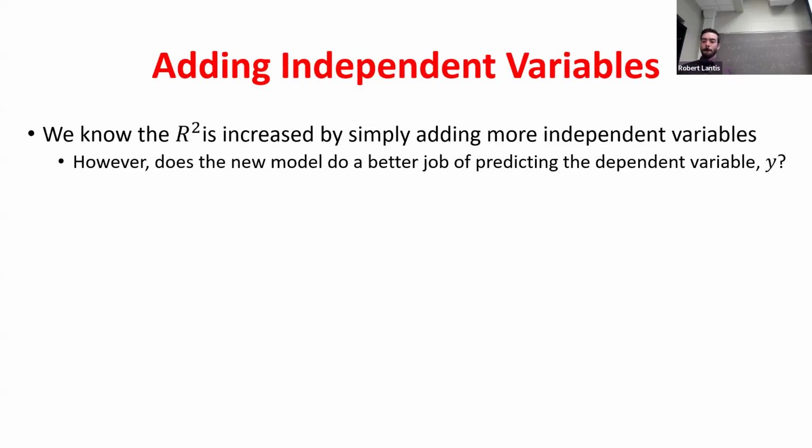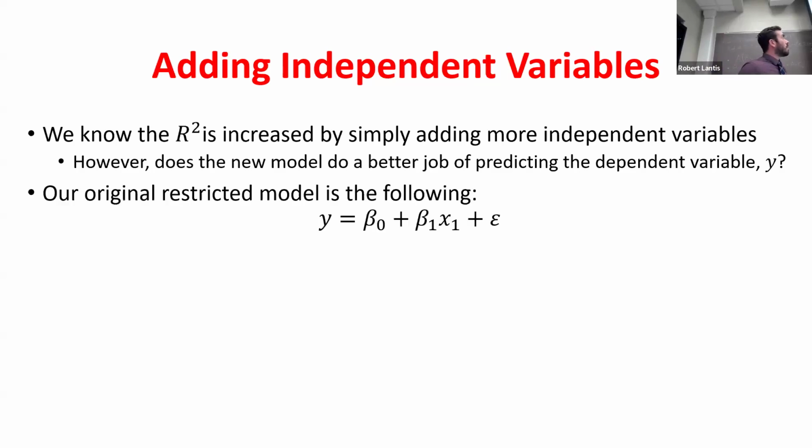Okay. So that was one way we could see if this model is a better predictor than the other. Is the adjusted R squared larger or smaller? We have a slightly better way of doing this, which is using a joint hypothesis test, where we have a restricted model. This one's very basic, but I've only included one variable, right?